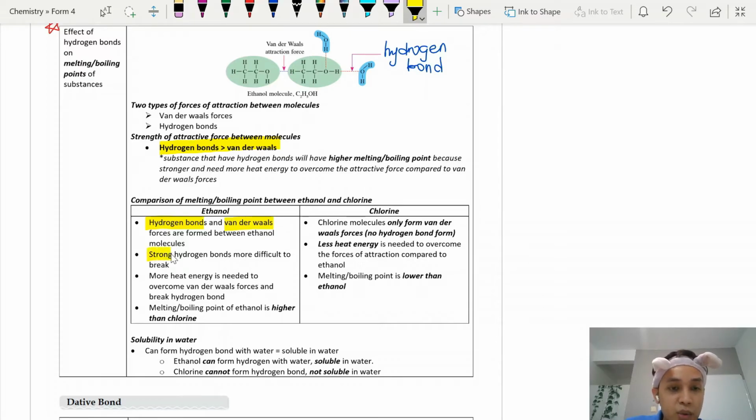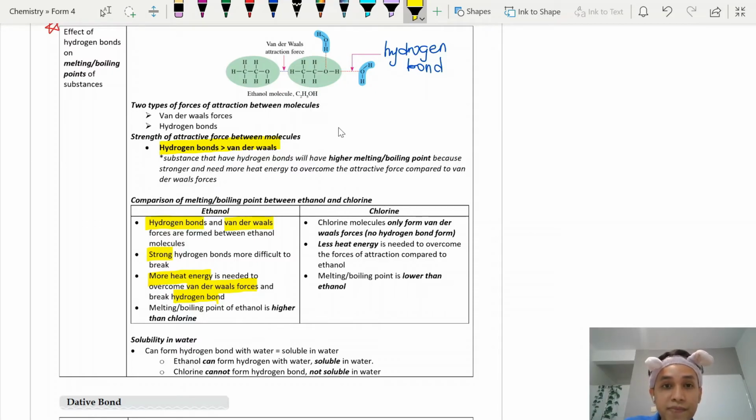Okay, remember to put the keyword here. Strong hydrogen bonds are difficult to break, compared to van der Waals forces, right? But hydrogen bonds will always be weaker than your ionic and covalent bonds. So more heat energy is needed to overcome the van der Waals forces and hydrogen bonds. Okay, so I have two forces that I need to break here. That's why I'm going to need more energy.